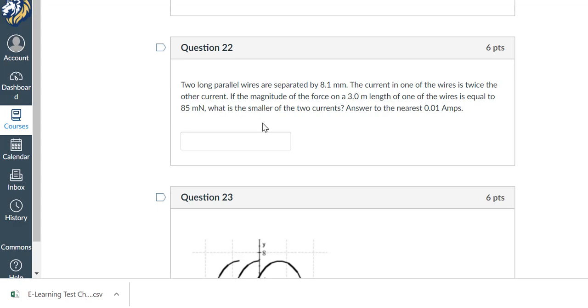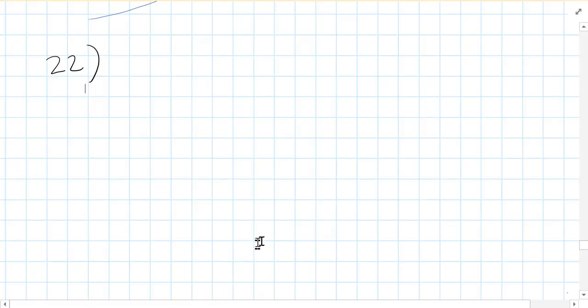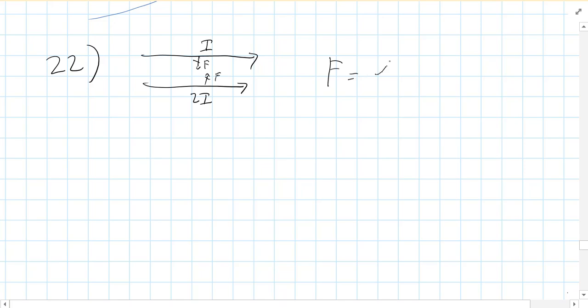Okay, so 31 of us got this right, so about half. But this one I was honestly expecting more. So here's your 2 wires. And just for the sake of argument, I'll say the current's going the same way. One of them is I, one of them is 2I. If they're going the same way, the equal force will be, they'll attract each other. All right, so the equation that you're using is force equals mu naught I1 I2 L over 2 pi R, okay? And we derive that in the notes, so if you need to look back at that, you can.